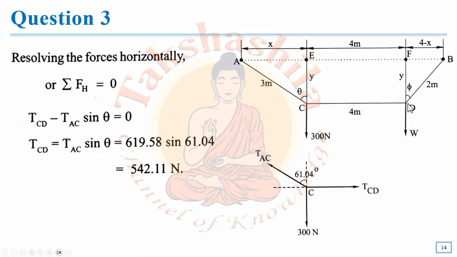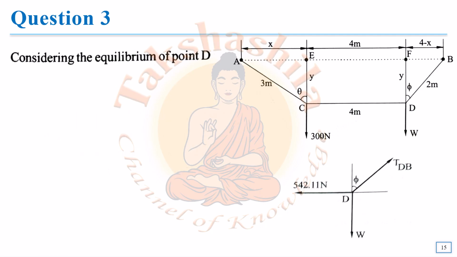Once you have the value of TCD, we can analyze point D. Let's apply the equilibrium conditions, starting with sigma Fh or sigma Fx is equal to 0. We have to resolve the forces. The inclined force is TDB. When we resolve that into the x-axis, the angle is with respect to the y-axis, so the component is TDB times sine phi. Since the component is acting to the right, sine will be positive. To the left, we have another force, which is 542 newtons, written here as TCD, and that can be equated to 0.